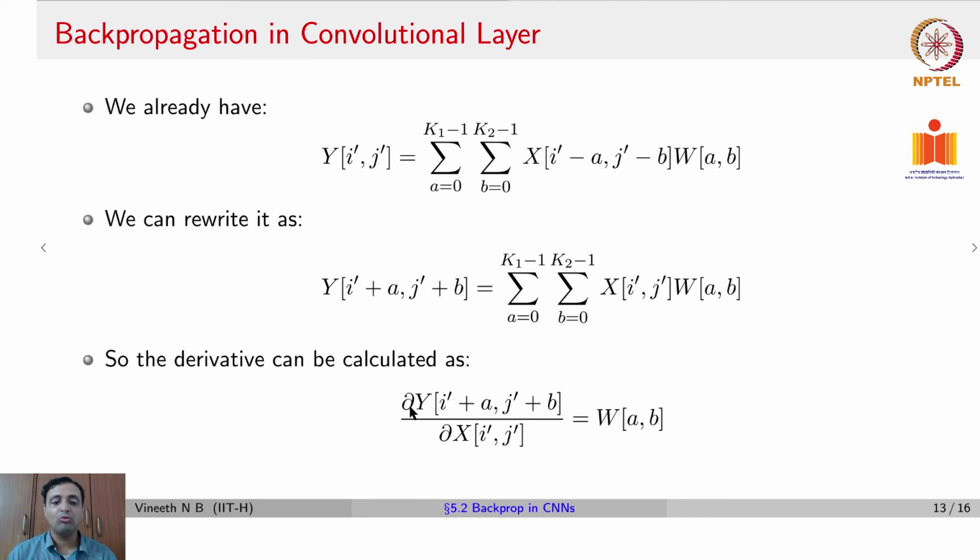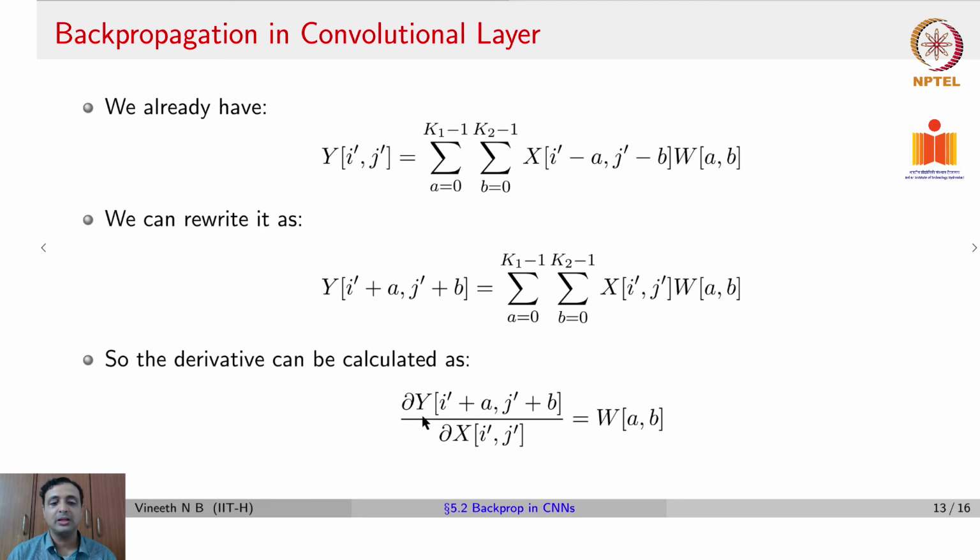Now the derivative of Y at i' + a, j' + b with respect to X at i', j' will be that one single term W_ab for a particular choice of a and b. For a different choice of a and b, it would be that term in the summation. As we said for the previous derivative, ∂L/∂W also, all the other terms in the summation would not affect the derivative with respect to one particular a, b.